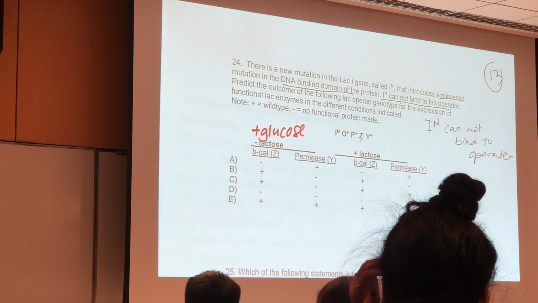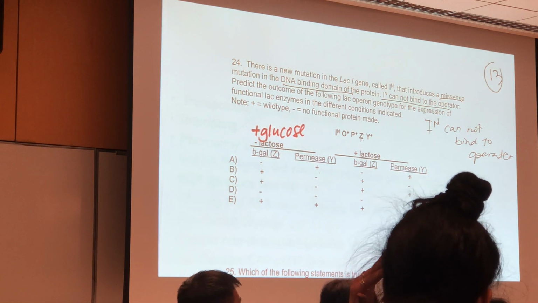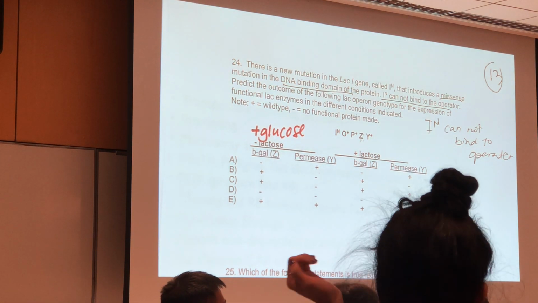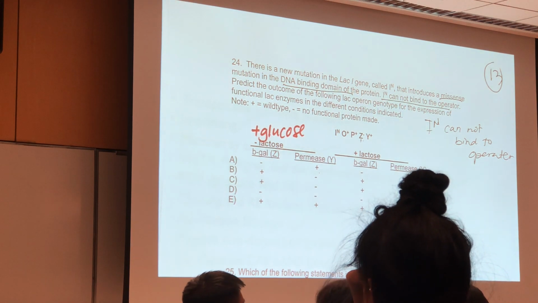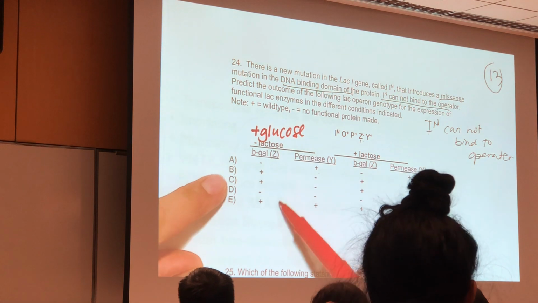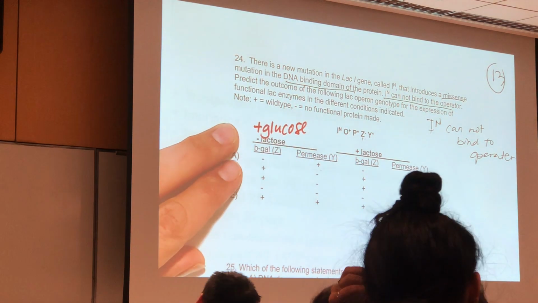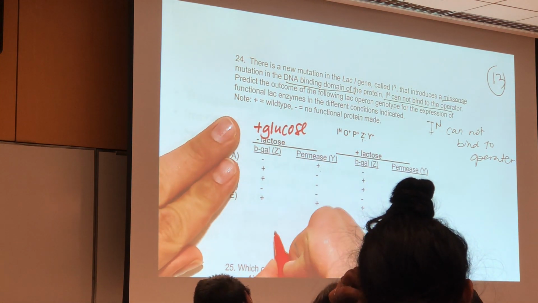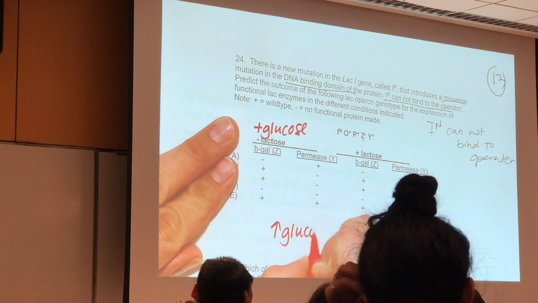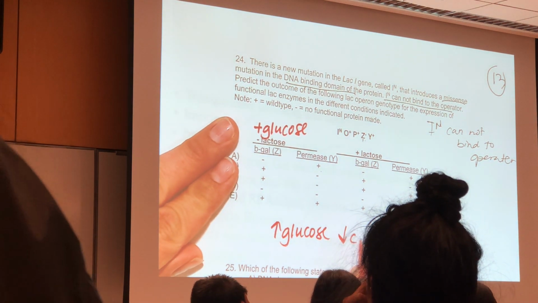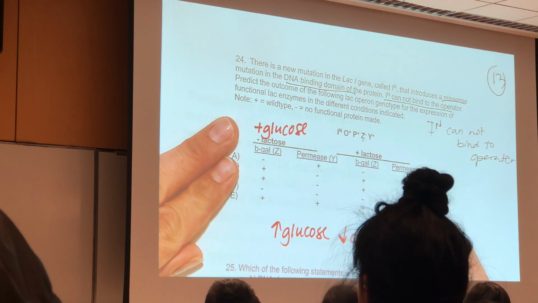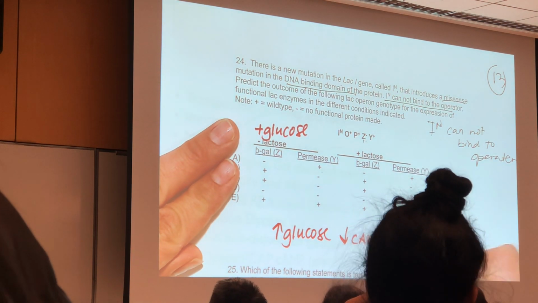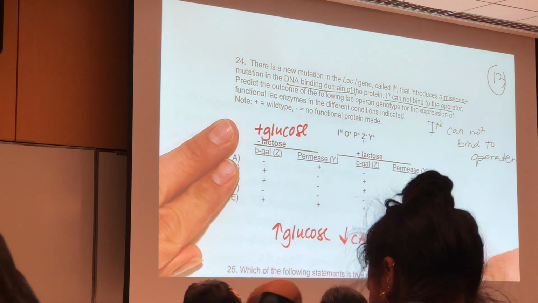Is there a question in the back? Wouldn't it be all off? Oh, yes. Yes. I thought you had a question before. So if there's glucose, high levels of glucose means low levels of cyclic AMP, which is the allosteric activator of CAP, which binds and recruits RNA polymerase.